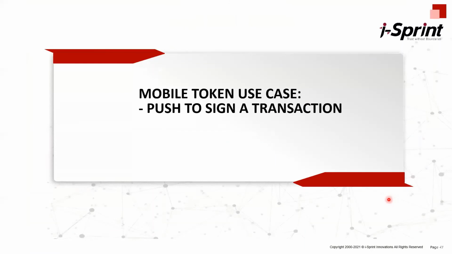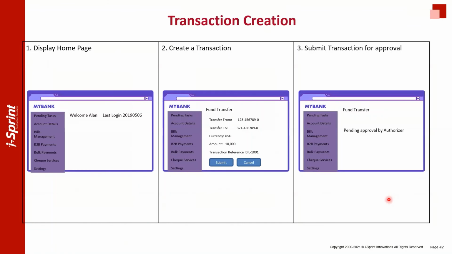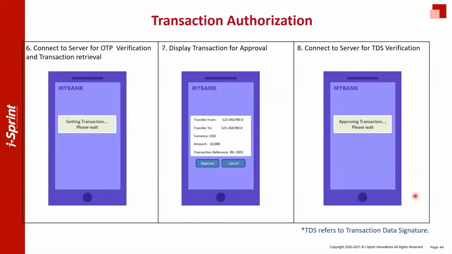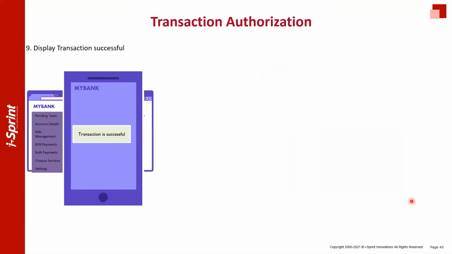Okay. So another use case is push to sign. This one is for transaction signing. First, the user will create a transaction on the transaction page, and once submitted, the user will receive a push notification for the transaction itself. Same thing, the user will log in using either PIN, Touch ID or Face ID. Once login verification succeeds, the user will receive the specific transaction. The user can either approve or reject the transaction. Once approved, the transaction is successful.